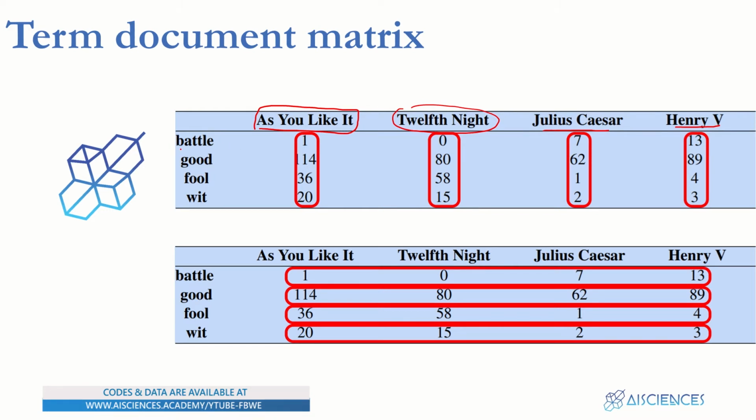So the word battle appears only once in the document As You Like It. The word battle appears nowhere in the document Twelfth Night. The term battle appears 7 times in Julius Caesar, and the word battle appeared 13 times in the document Henry V. Obviously, this is just a simple example.